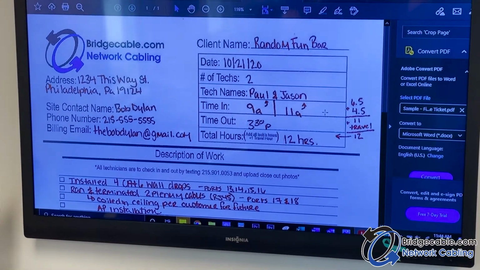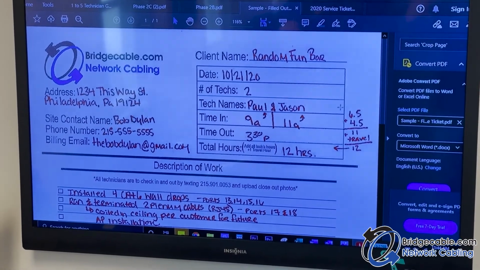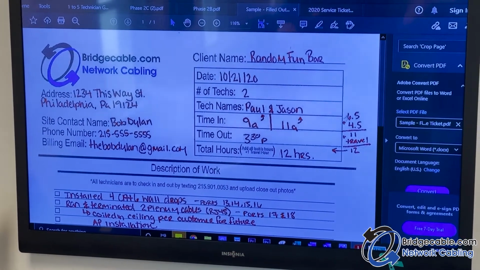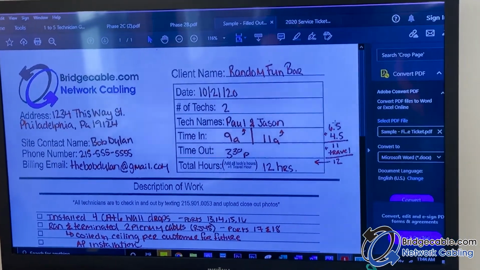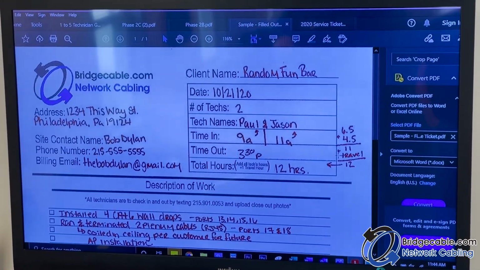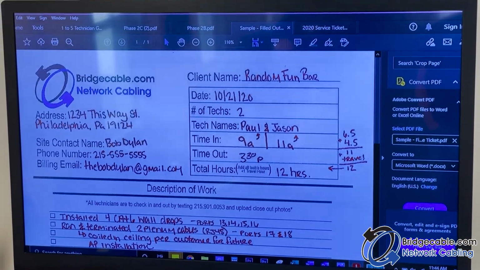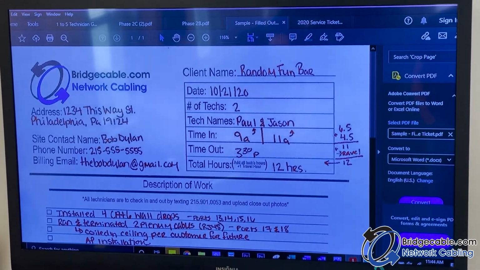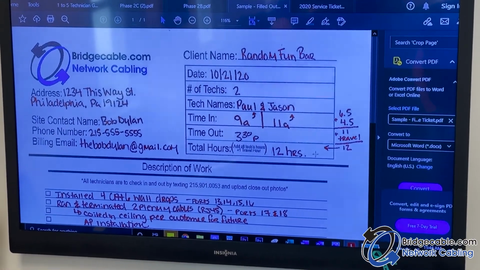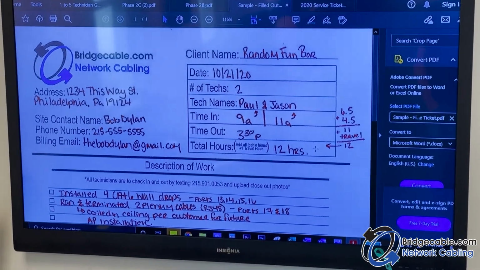So what I usually do for clients, so that way they understand our billing system, is I break down why we get the final total hours. For instance, Paul worked 6.5 hours, Jason worked 4.5, that equals 11. And once again, no matter how much time we spend at a site, we always do 1 travel hour, which is 85, but we'll just do 1, equals 12 hours. So this is how we get the 12 hours. It really does help for the client to realize why we come up with the numbers that we do.